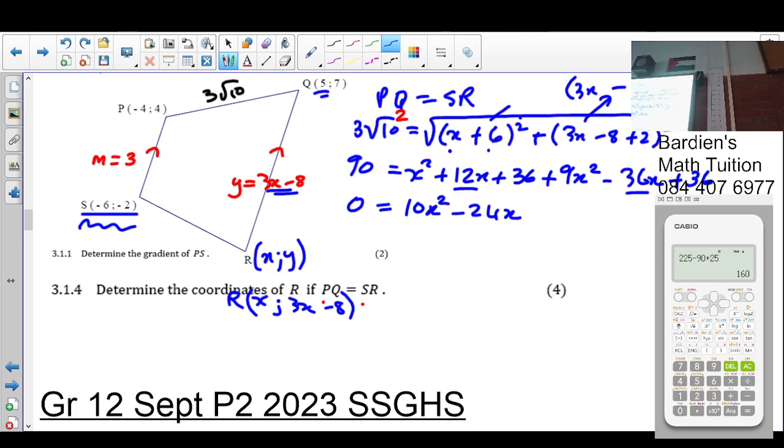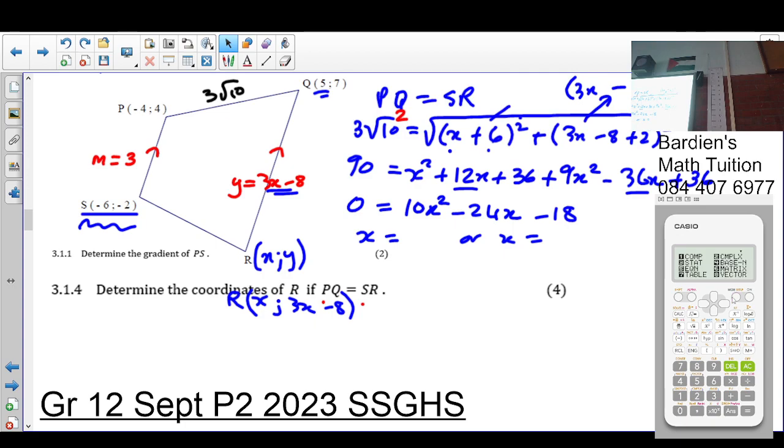36 plus 36 is 72. 72 minus 90 will give you negative 18. Okay, so I can use the quadratic formula, or I can use trinomial factorization. Or I just simply use this option here on the calculator.